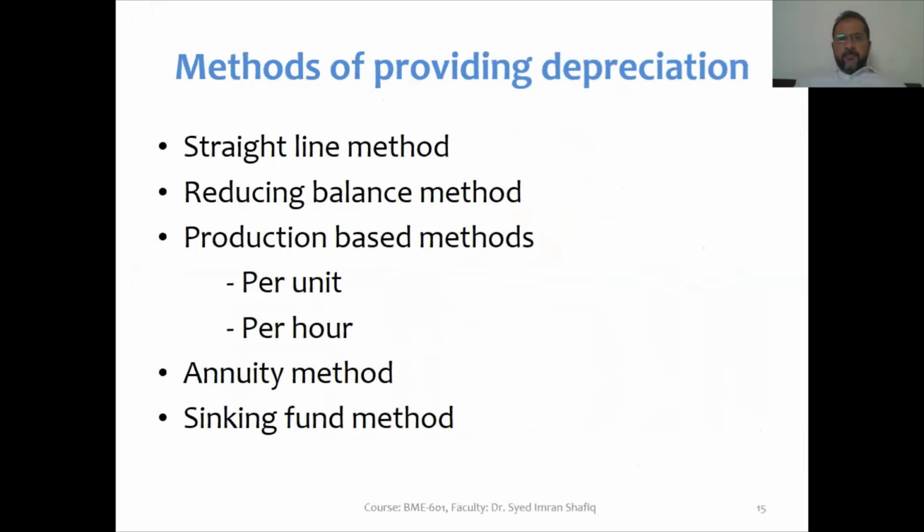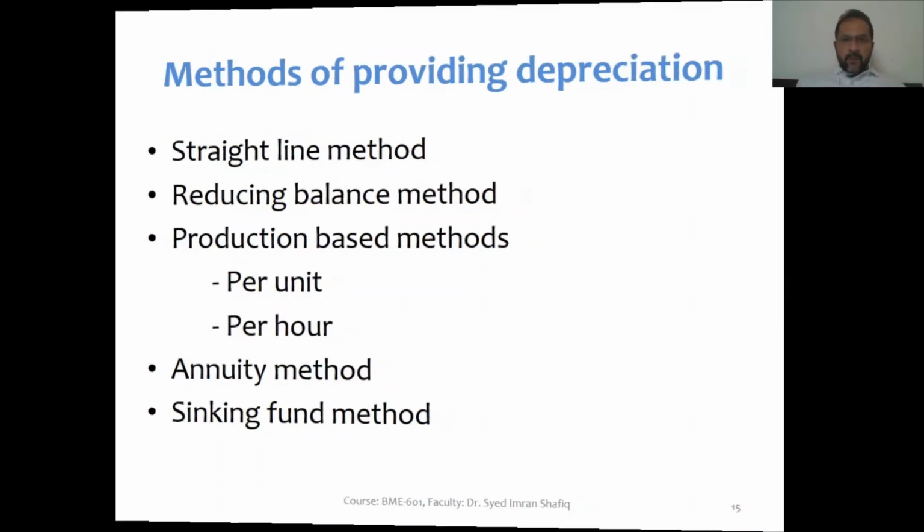There are various methods for providing or calculating depreciation. The ones that are in our course are: number one, straight line method. Number two, reducing balance method. Number three, production based methods per unit and per hour. Next is annuity method, and last one is sinking fund method. We will discuss each method one by one.